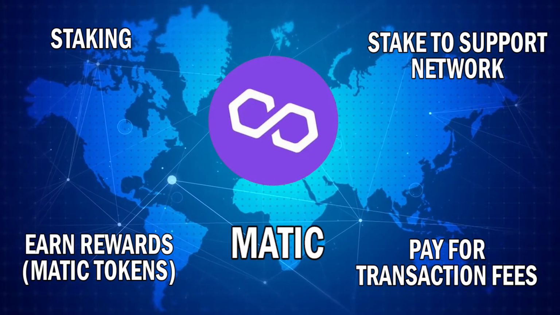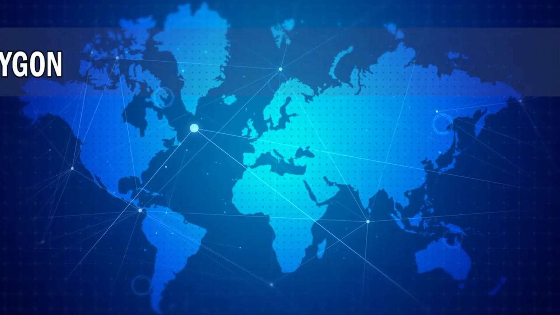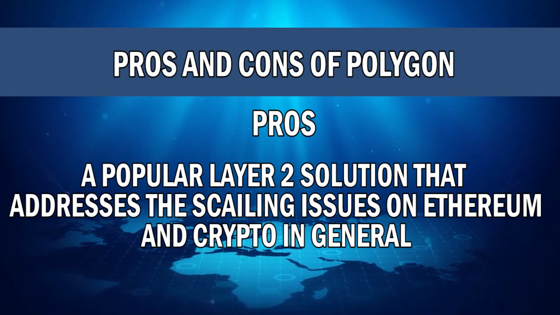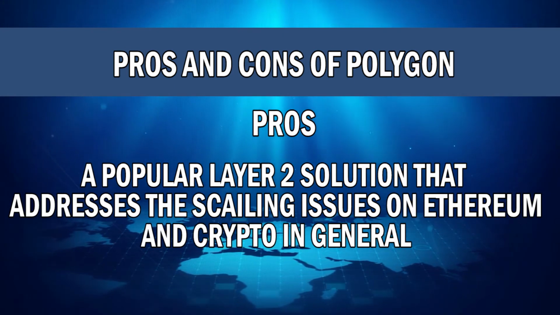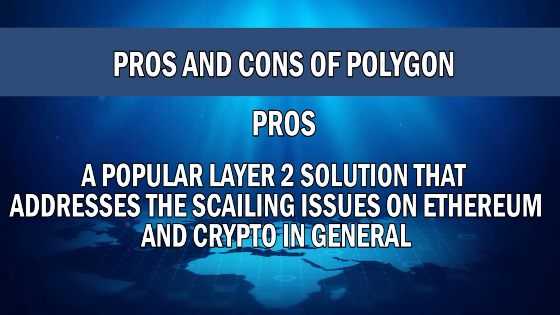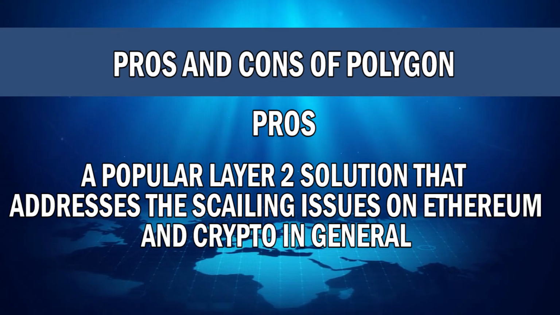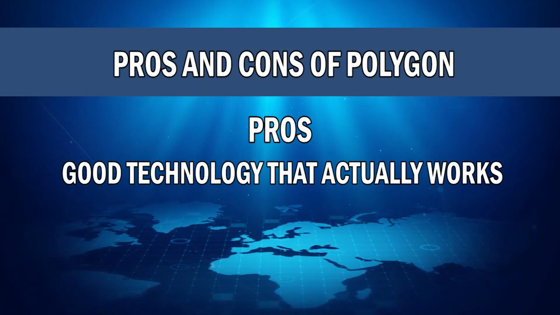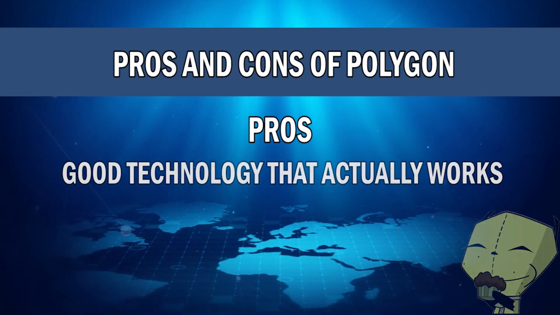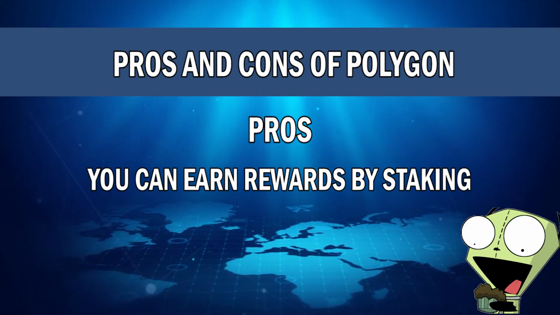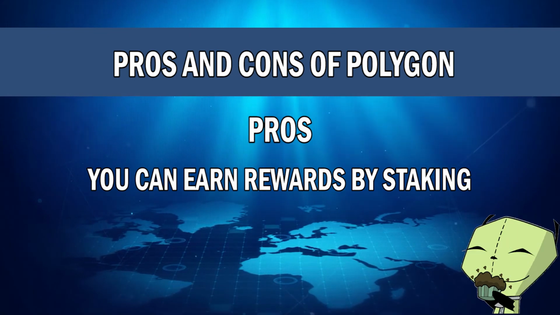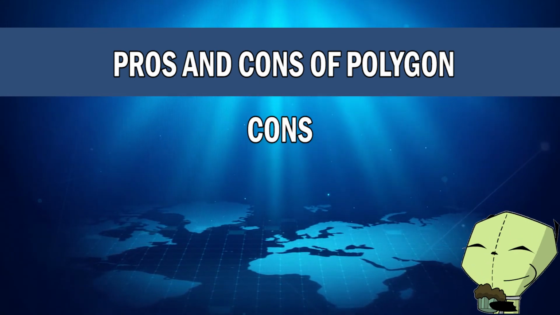Now, if we look at the pros and cons of Polygon, and we'll begin with the pros, there's quite a few. So number one, it's a layer 2 solution using newer technology that directly addresses the ridiculous Ethereum scaling and gas fee problem. Number 2, it has amazing technology behind it that actually works. Number 3, you can earn some money or rewards by staking your Polygon or Matic and validating transactions on the network.